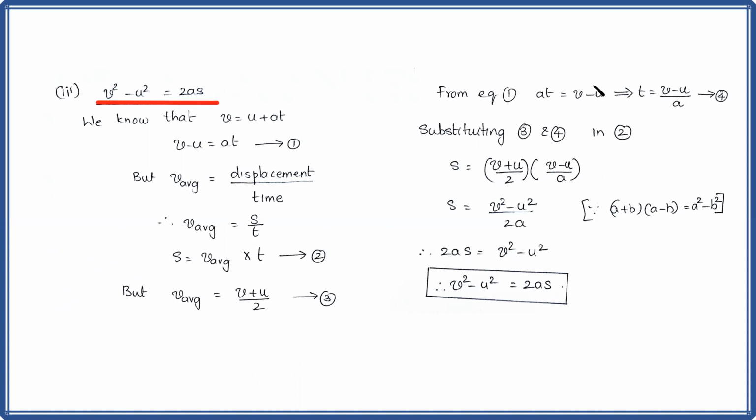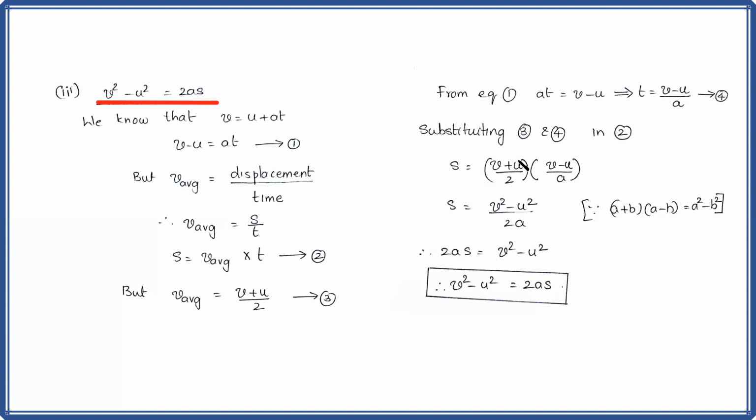4 means T, this one. And these two equations we will substitute in equation number 2. S is equal to V average. V average from here, that is the third equation, V plus U by 2, into T. T from the fourth equation, V minus U by A. So S is equal to V plus U by 2 and V minus U by A.